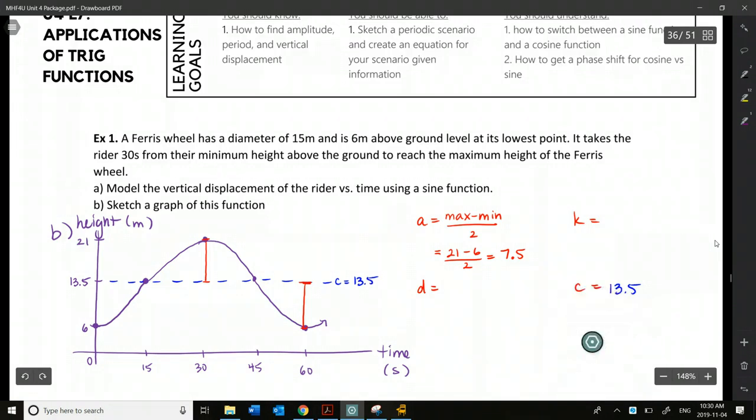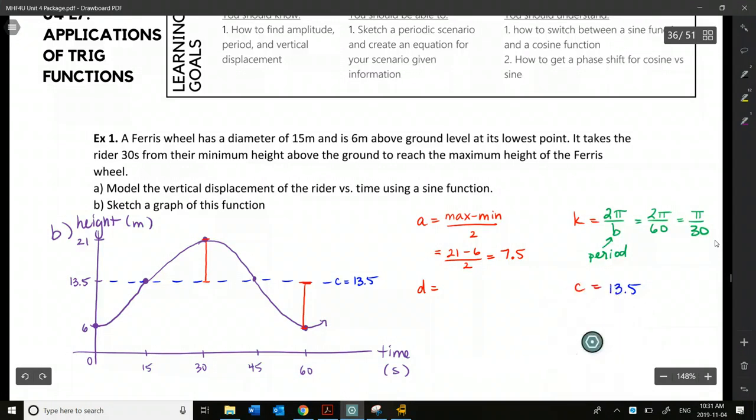Okay. How do we find the K value? 360 divided by... not 360, we're not dealing with degrees. So 2 pi divided by the period. How long does it take the Ferris wheel rider to complete one full rotation? 60 seconds, right? So it's going to be 2 pi over 60, which will give us pi over 30 as our K value. Wait, what is B again, sorry? B is the period of the function, so the length of one full cycle.